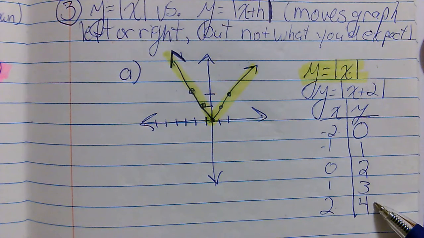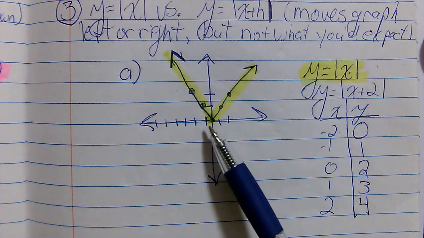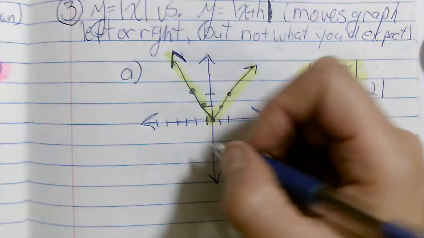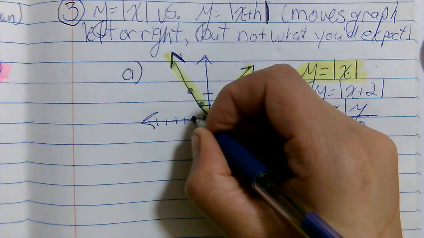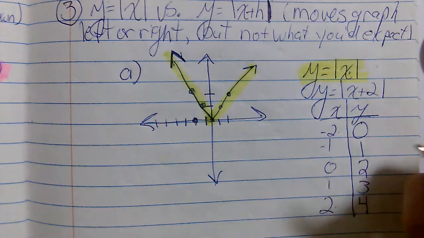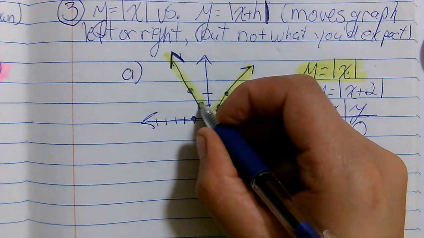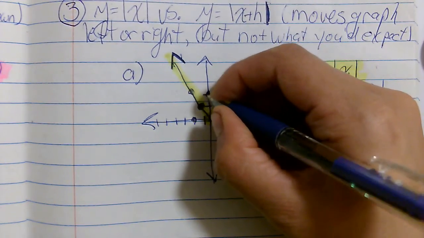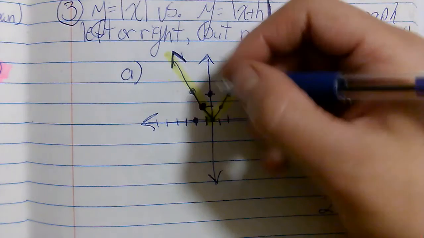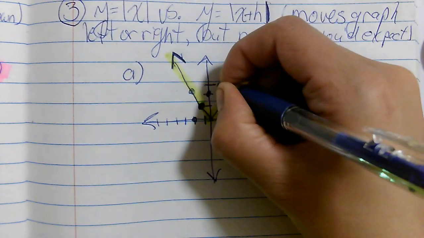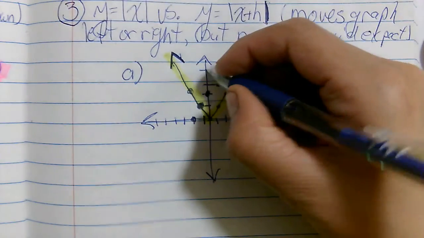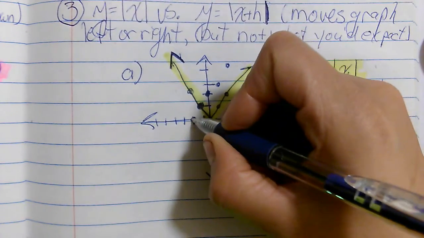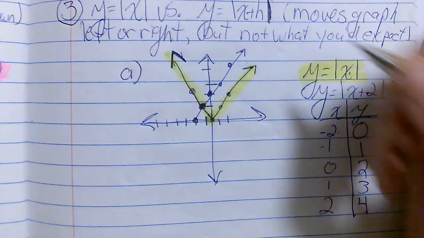So I'm going to plot these, and then I'm also going to show you a couple of different points that we're going to plot on the other side of the V. So let's plot these. We have -2, 0; -1, 1, kind of on the same point as that one there; 0, 2; 1, 3; and one more here, 2, 4. So we have one side of this V.